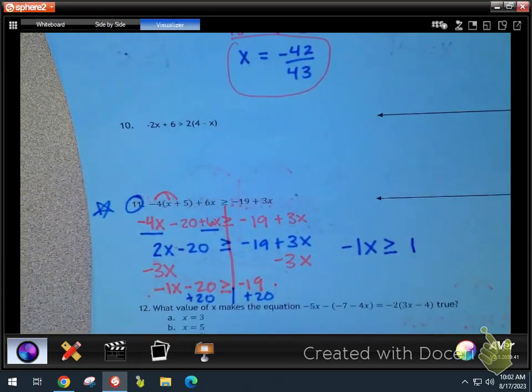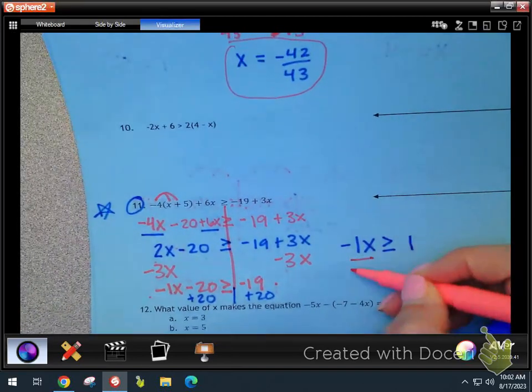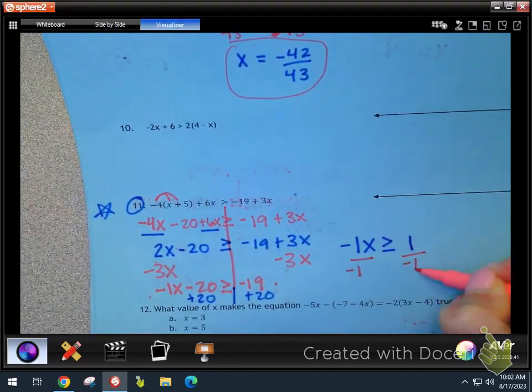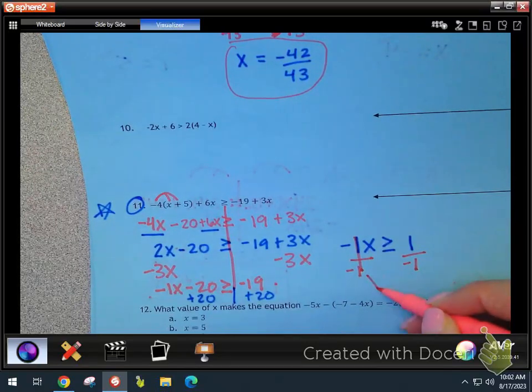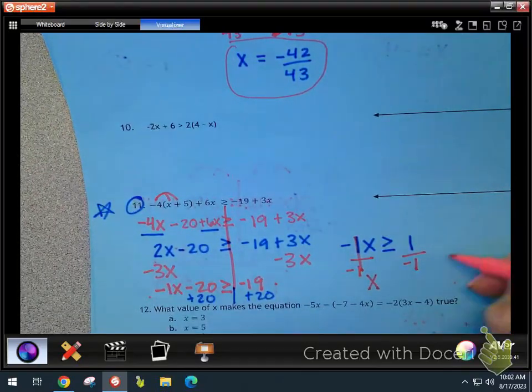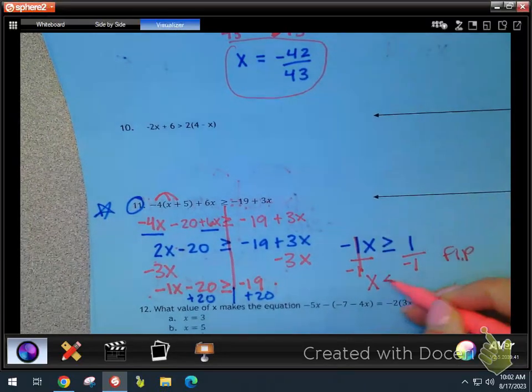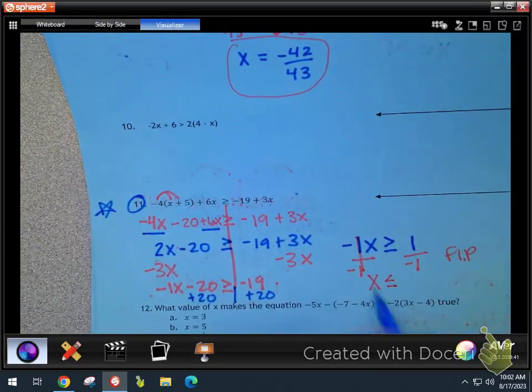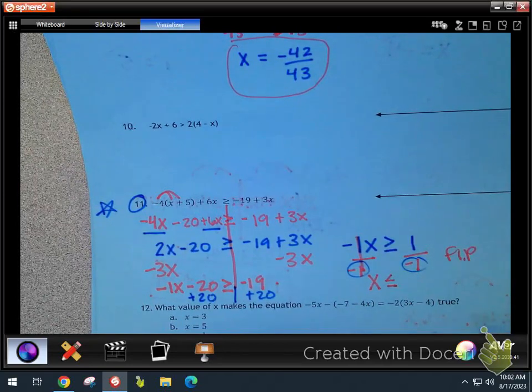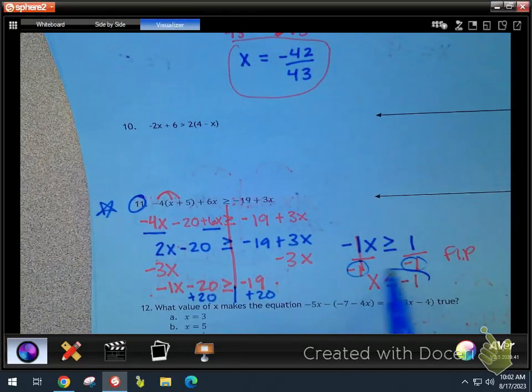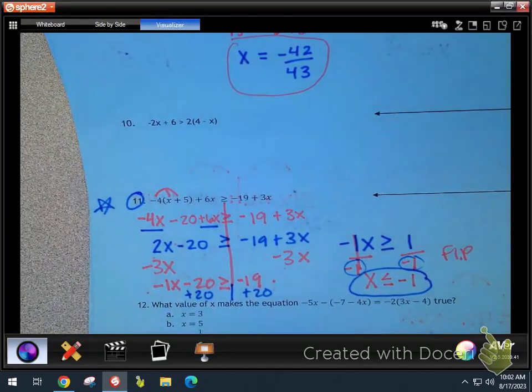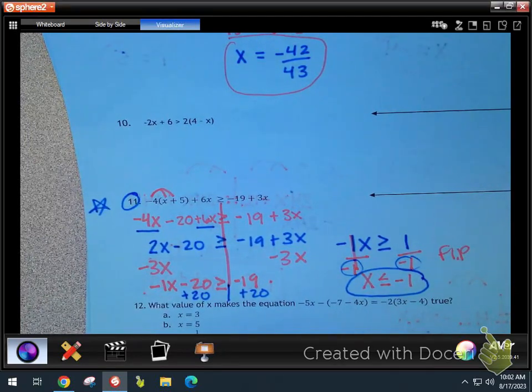Are we finished? What do we have to divide by? Negative 1, just the negative 1, because that's going to leave x alone. All right, divide by a negative. What do we do? Flip. Why do we flip? We're dividing by a negative, and 1 divided by negative 1 is negative 1. You will have to flip the sign on your test, so make sure you go with that.